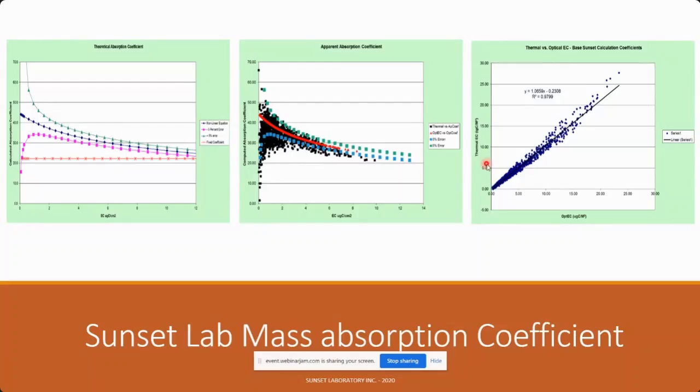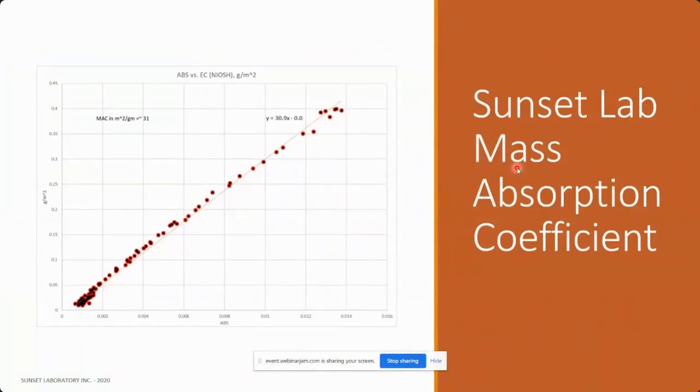I like to show this graph right here that I'm highlighting because it is a comparison where we look at the thermal EC, which would be the EC that the instrument has calculated on its offline measurement, to its optical EC, which in this instance, optical EC is black carbon, and showing that when we use a pure DPM or diesel exhaust source, the correlation is quite good. This is just another example of how we calculate absorption coefficients.